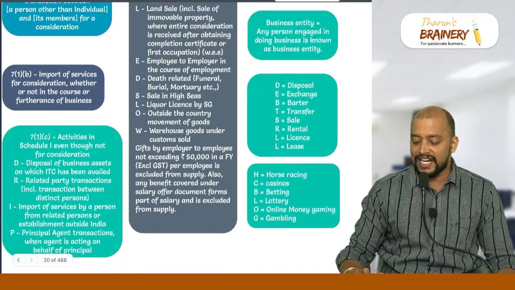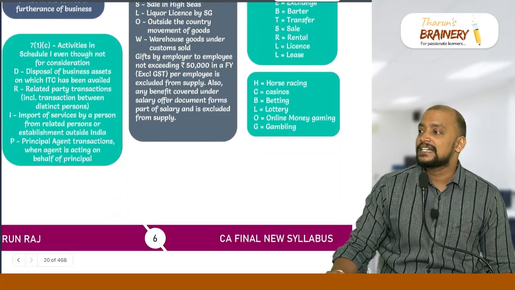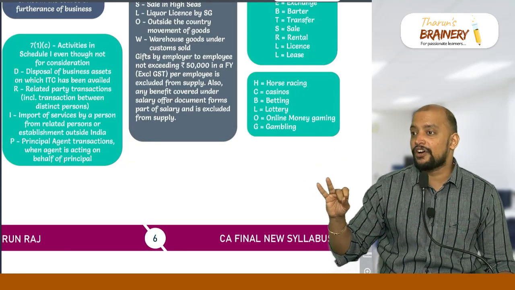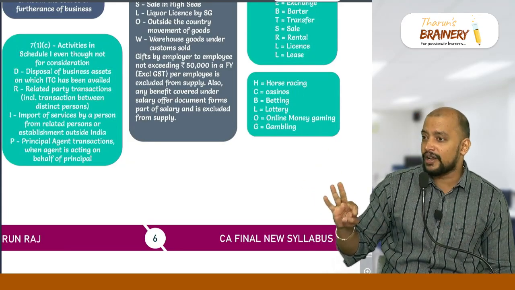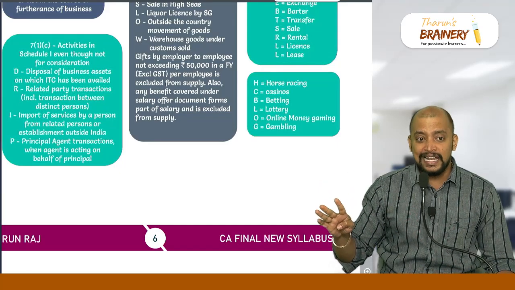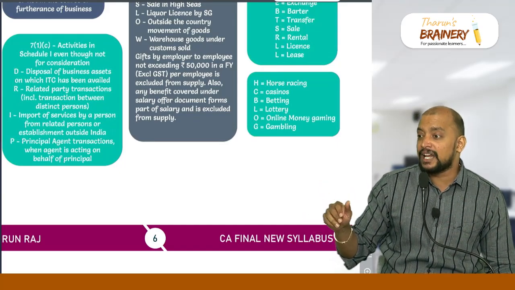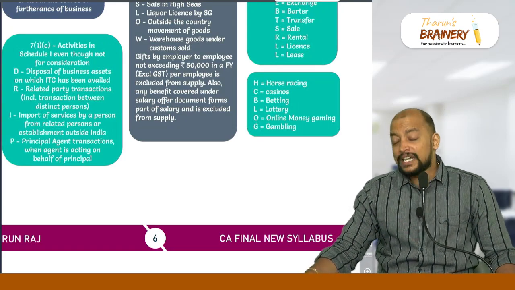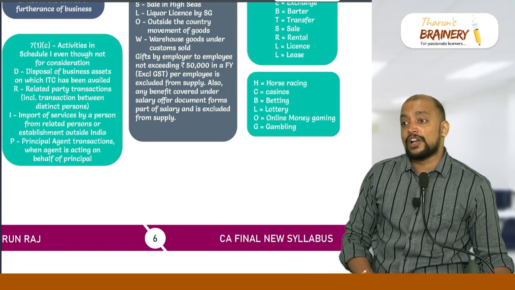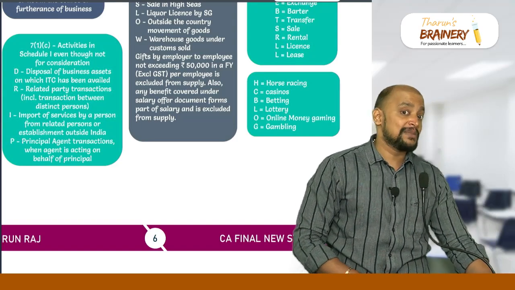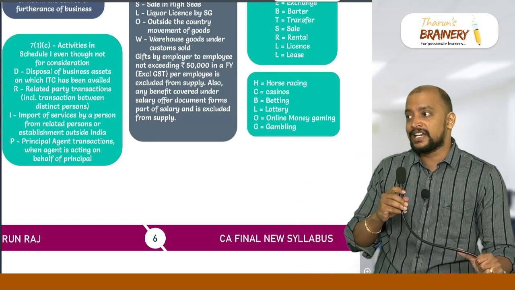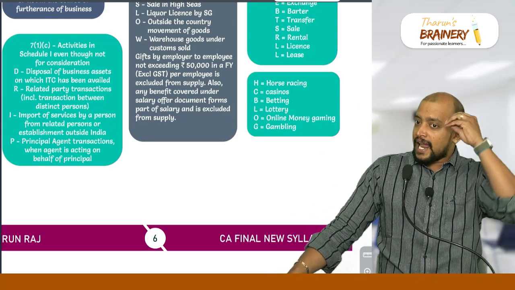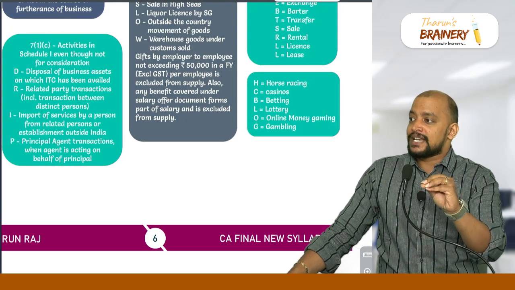What are those specified actionable claims? HC block: H for horse racing, C for casinos, B for betting, lottery, online money gaming, and G for gambling. Now, what is the difference between online gaming and online money gaming? Here only online money gaming is given, but not online gaming. What is the difference? Sir, you play a game, and to play the game you spend money is online gaming.